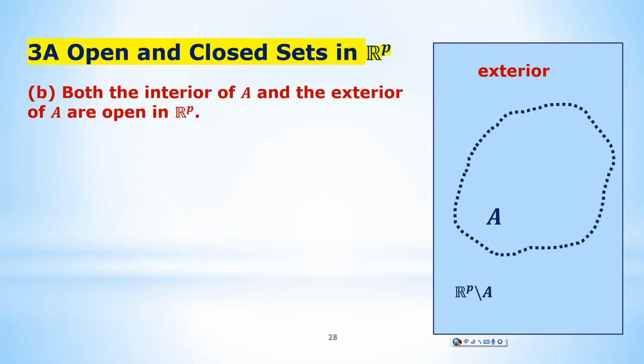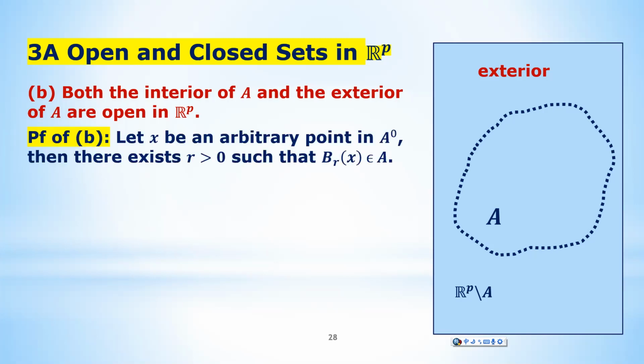Now, what do we need to show? We need to show that for every point in the interior, there is a ball also inside the interior, in order to conclude that the interior is really an open set. So I begin by picking an arbitrary point in the interior of A. What do I mean by a point in the interior? This point itself is an interior point. Therefore, there is a small r so that B_r(x) is inside A. Here's a typo: it should be inside A, not belongs to A.